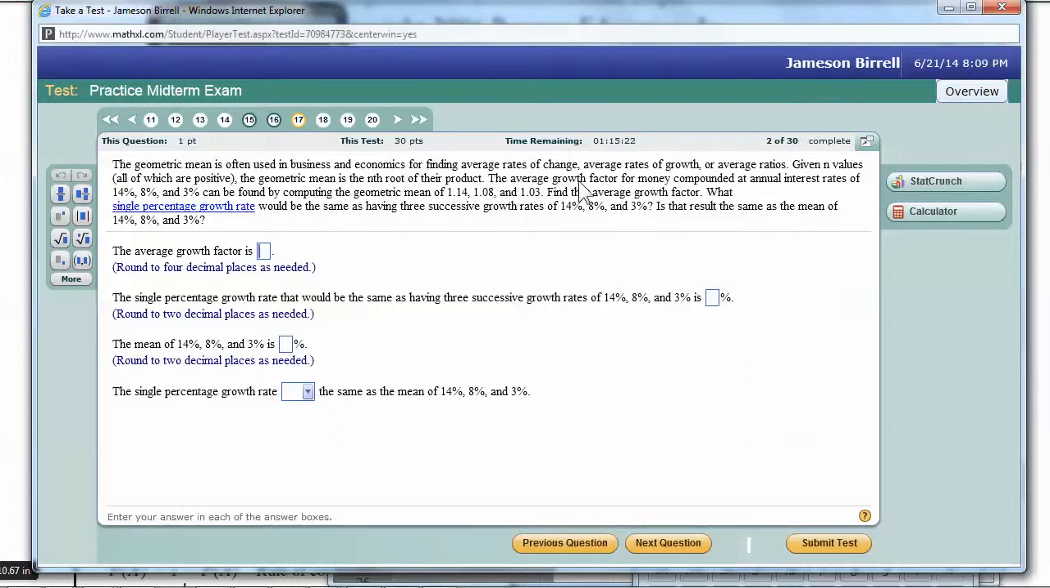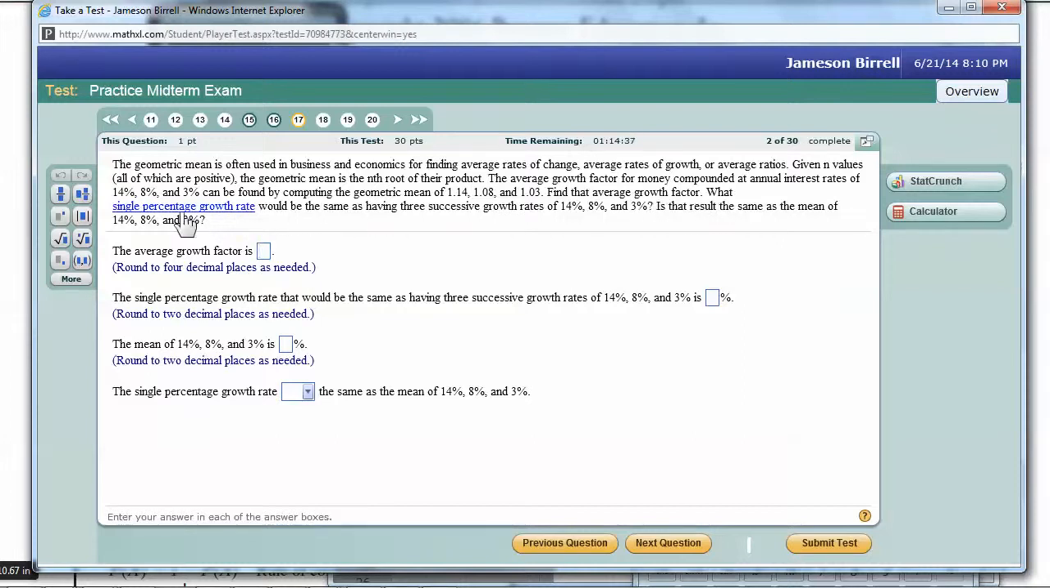So the average growth factor for money compounded at annual interest rates of 14%, 8%, and 3% can be found by computing 1.14, and the reason why is because this is compounded annually. At the end of the year, into the first period, before you compound, you've got all 100%, that's what the 1 is standing for, of your investment, and then you've got the 14% increase from this one, and then respectively you've got the 8% increase from the next one and the 3% increase from the next one. That's why each time they have the 1 there also. So find the average growth factor.